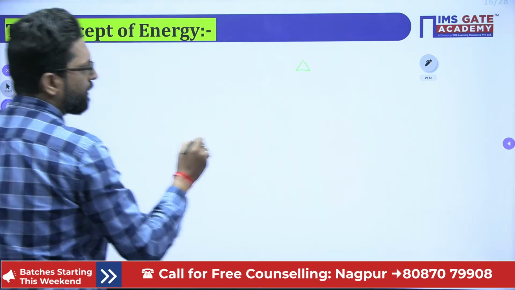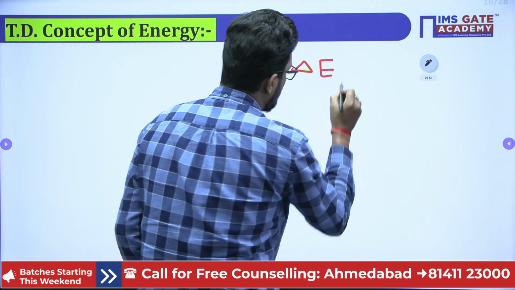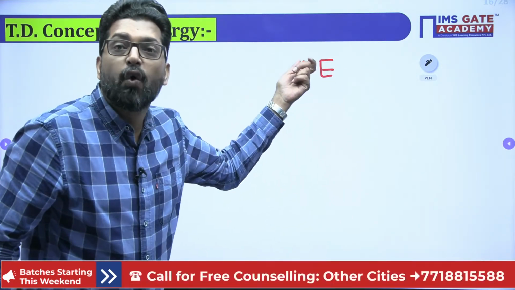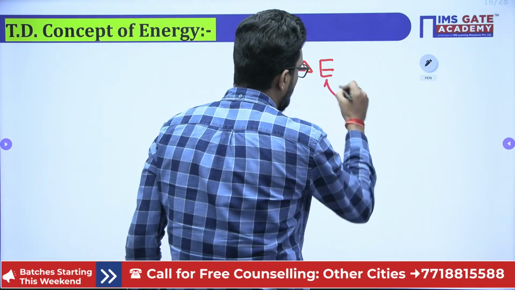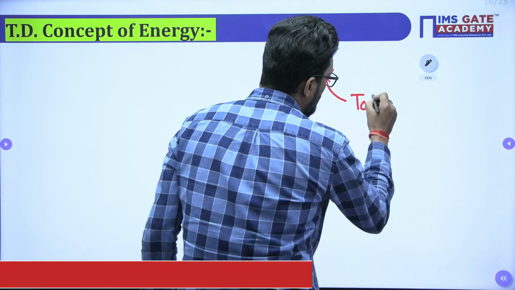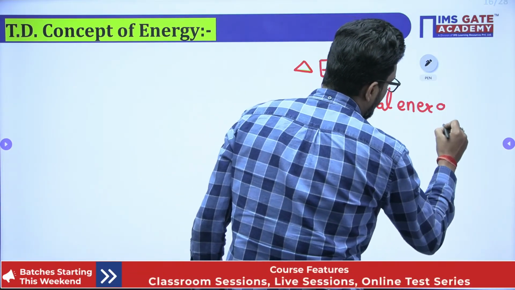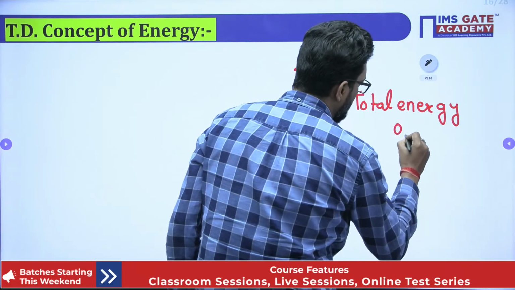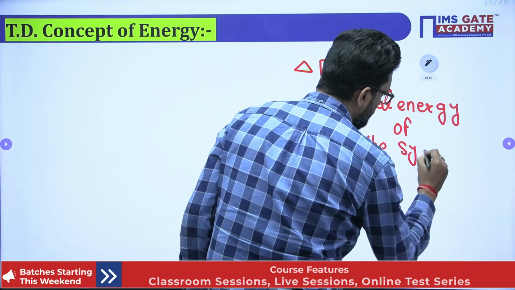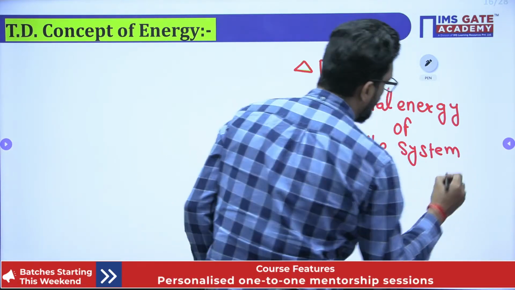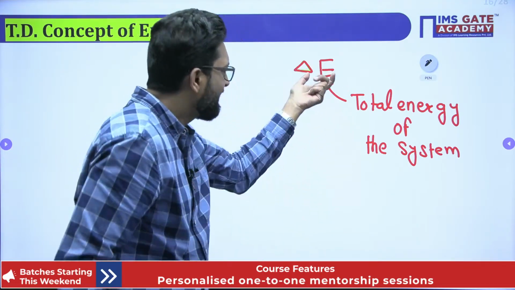Delta E. One is the stored energy within the system, delta E. That means this E is the total energy, mind it, this E is the total energy of the system, the energy of the system, okay? This is the stored energy. That means if there is a system, it will have this energy.